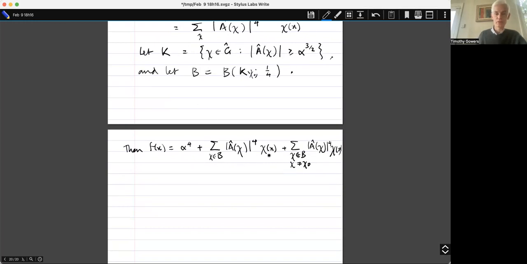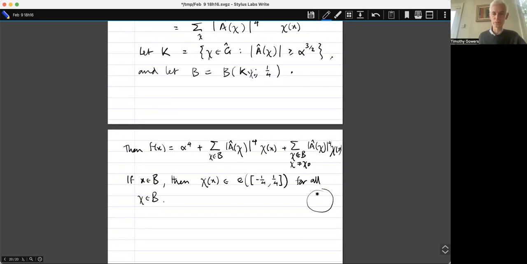Now let's just think about what we can say about this. So if x belongs to B, then chi of x belongs to E of minus a quarter for all chi in B. That's the definition of this particular Bohr set. But E of minus a quarter is everything from minus pi over 4 up to pi over 4. Sorry, minus 2 pi over 4 up to 2 pi over 4. So in other words, minus pi over 2 up to pi over 2.